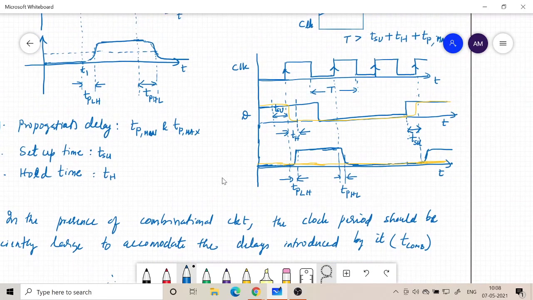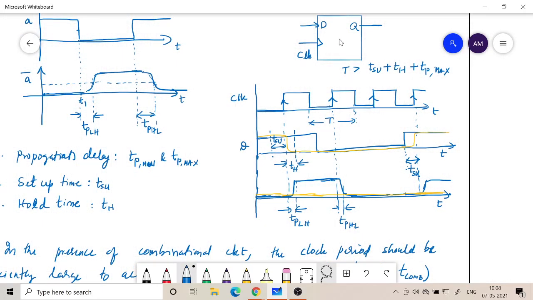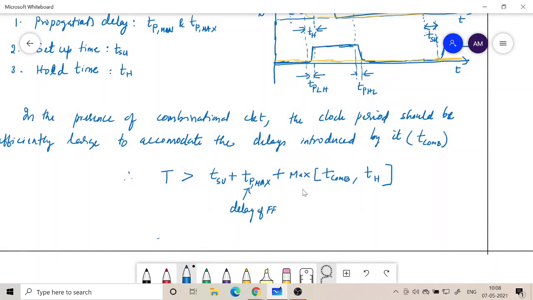But whether that change at the input will happen depends upon the delay in the path from output to input. So that is determined by the combinational circuit. If the combinational circuit introduces a larger delay, then definitely the input is not going to change before that, and therefore we don't need to add the hold time explicitly. It will be already taken care of.